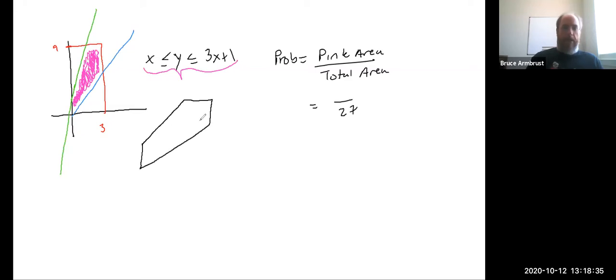And it kind of looks like that. So this was our y equals 9. This is our x equals 3. This is the y equals x, the y-axis, and then 3x plus 1.